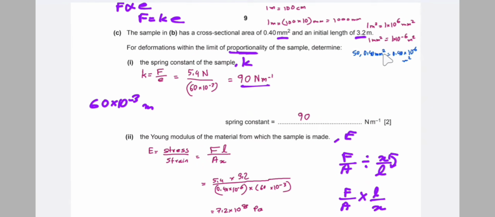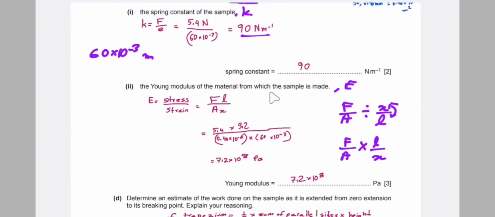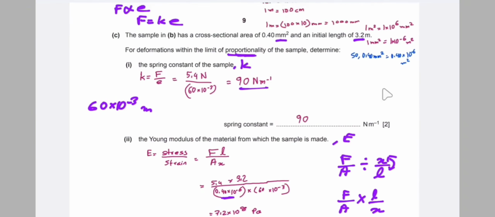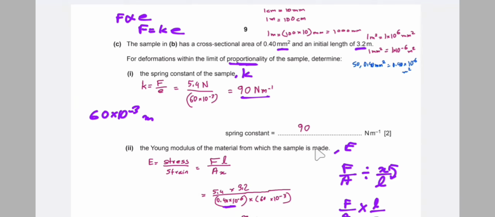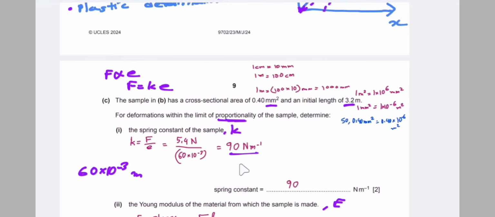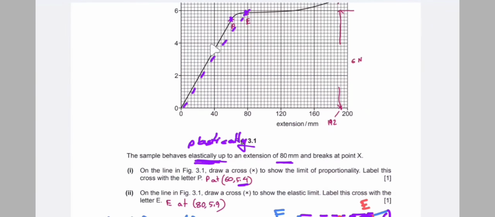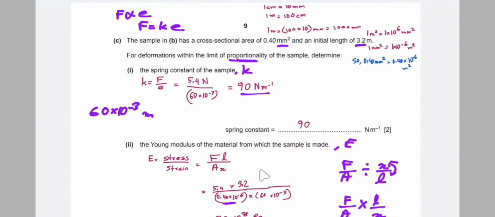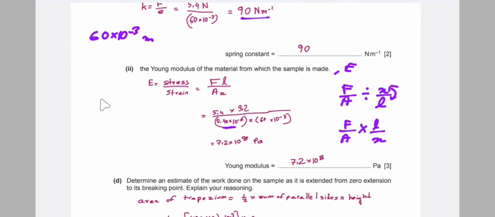So 0.40 millimeter square is equal to, we need to multiply this value with 0.40 to calculate the area in terms of meter square. And what is the extension? The extension is from the starting point up to the limit of proportionality, and the extension is 60 millimeter. We must convert millimeter to meter, that is 10 to the power minus 3 meter. After substituting the value, we get the Young modulus as 7.2 into 10 to the power 8, two significant figures.